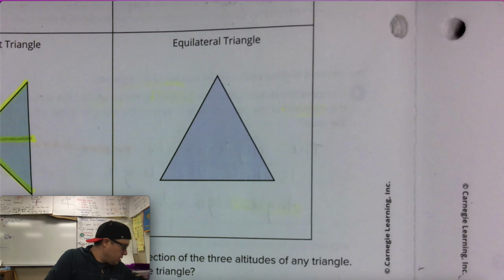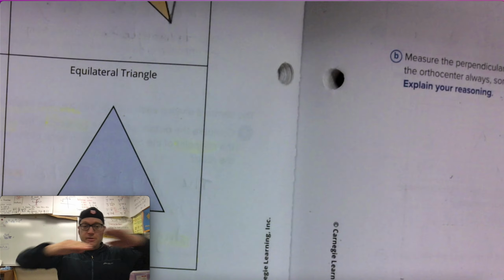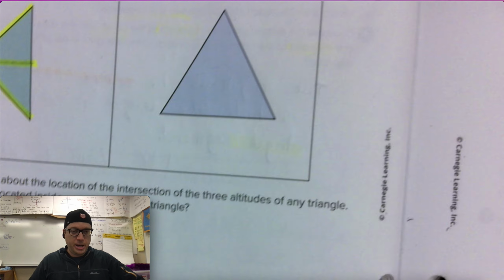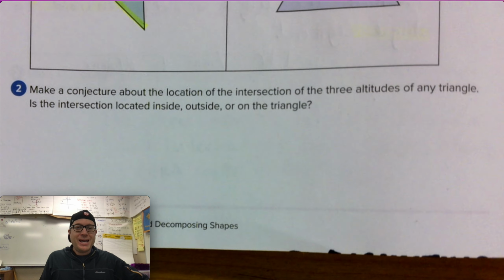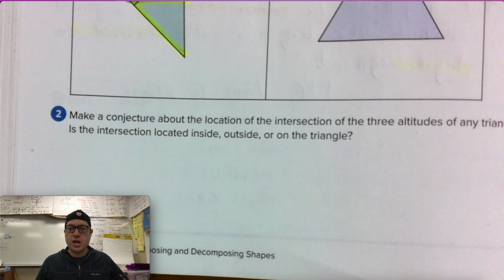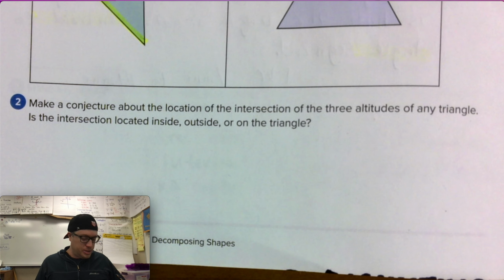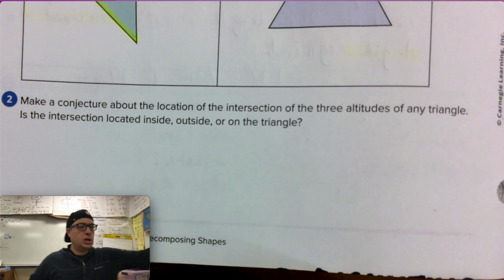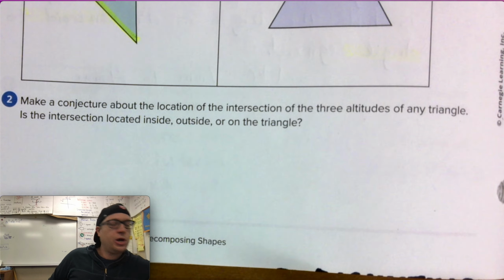Okay. Hey, welcome back. Pause the video right here. Get to part 2. We're going to finish out the question here at the bottom of the page. Okay. Make a conjecture about the location of the intersection of the 3 altitudes of any triangle. Is the intersection located inside, outside, or on?